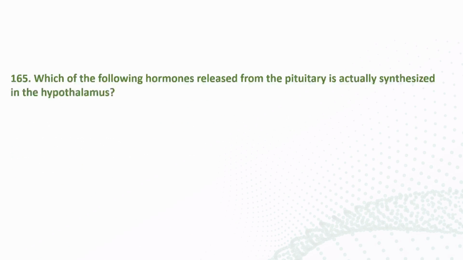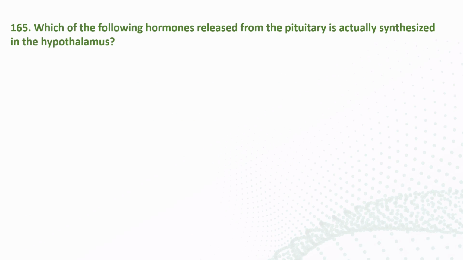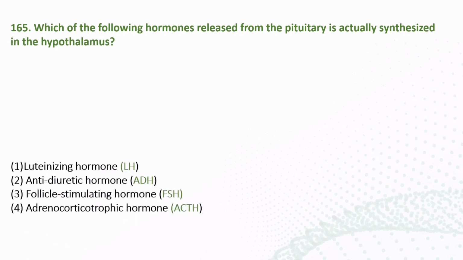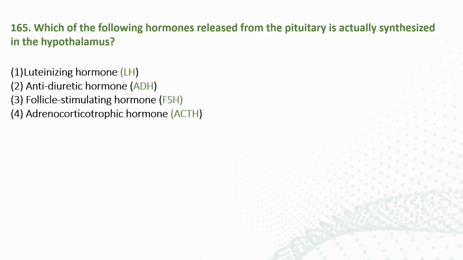If we move on to the next question, here they have given the question from the hormones itself. They are asking which of the following hormones released from the pituitary is actually synthesized in the hypothalamus. The hormones which are released from the pituitary are synthesized in the hypothalamus. They have given four options: luteinizing hormone, antidiuretic hormone, follicle stimulating hormone, and adrenocorticotropic hormone.